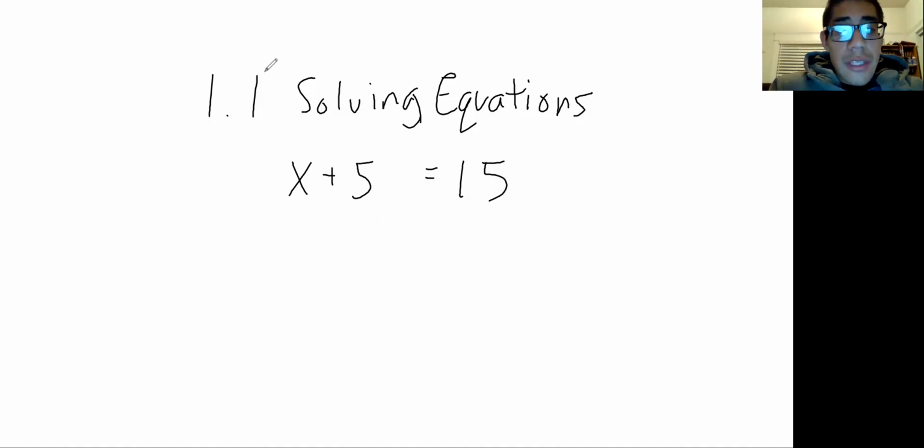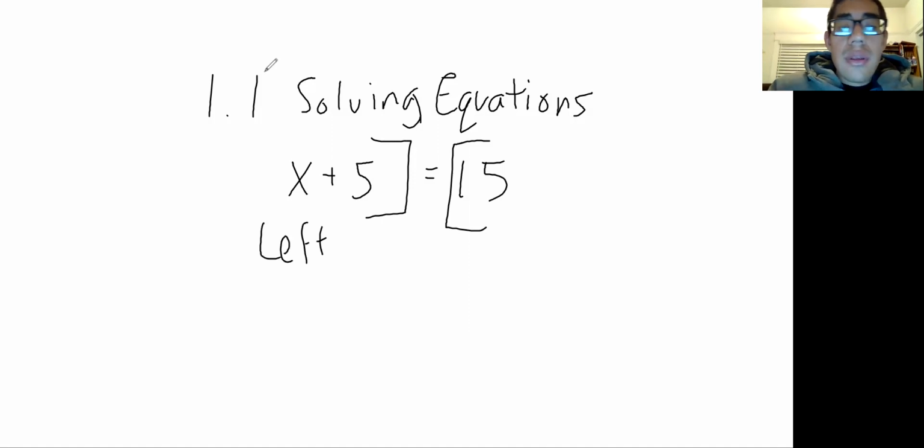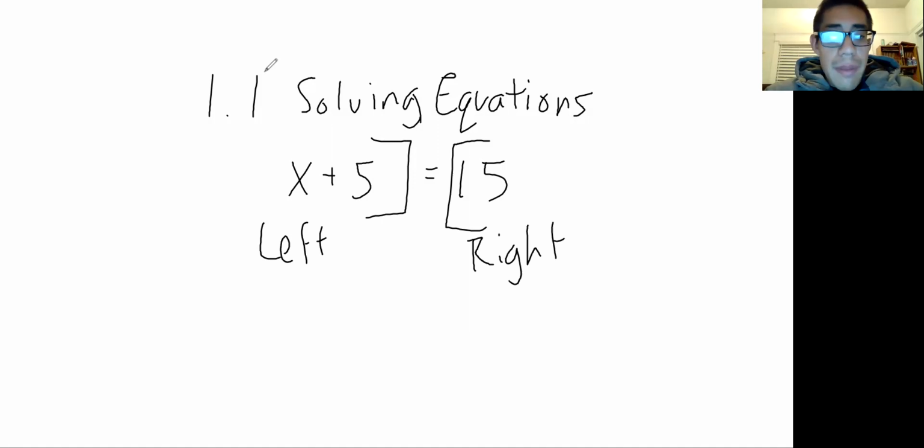Now, at this point, I have to point out that this is the left side of the equation, and this is the right side of the equation. And what I mean by that is that x plus 5 has to add up to 15 at this point.